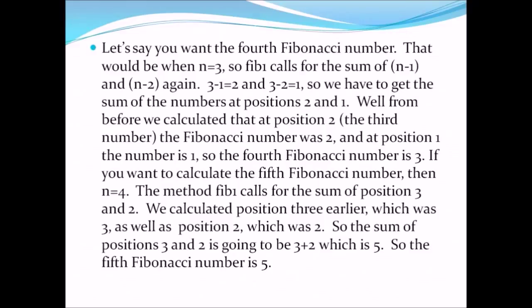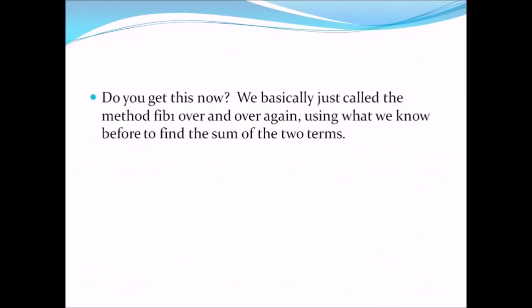Now let's see how to calculate the fifth Fibonacci number. So n equals 4. The method Fib1 calls for the sum of positions 3 and 2. Well, earlier we calculated that at position 3, which is the fourth number, the Fibonacci number is 3. And at position 2, which we calculated in the previous slide, which is the third number, the number was 2. So the sum of positions 3 and 2 is going to be 3 plus 2, which is 5. So the fifth Fibonacci number is 5. Basically all we did was call the method Fib1 over and over again, and we used what we knew before to find the sum of the two terms.